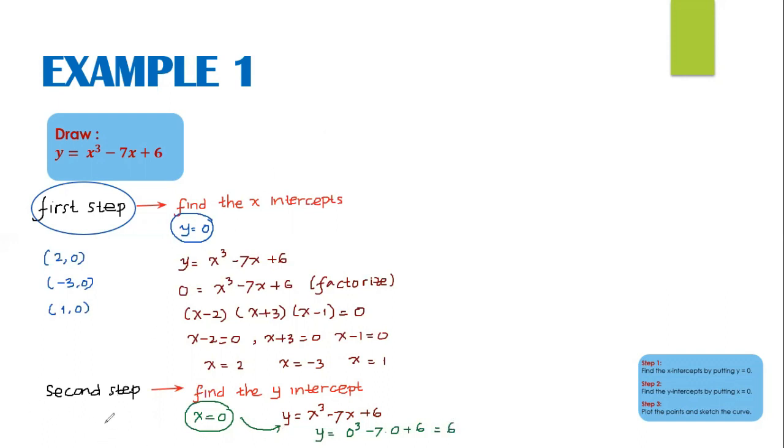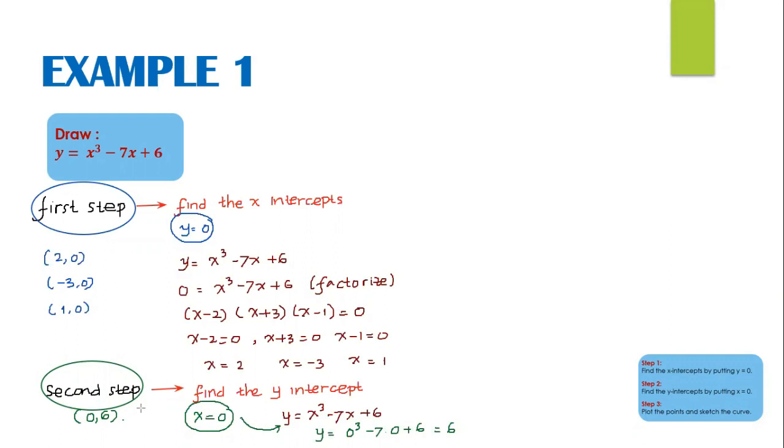Okay, students, now we have the second step. When x equals 0, we call this the y-intercept. So the coordinate is (0, 6). Okay, this is the second step, right? Is it clear to everyone?